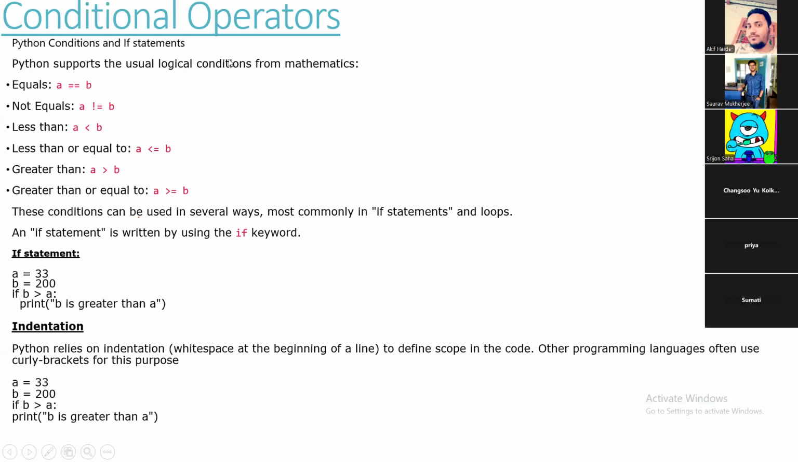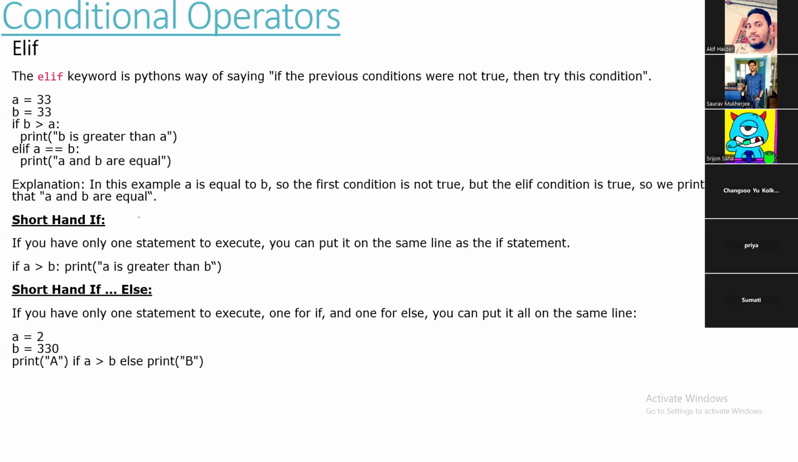But for the conditional operator, mainly we use the if statement and indentation. So what is the meaning? Say I am taking the value a equal to 33 and b equal to 200. And if we write if b greater than a, your print statement will be b is greater than a. So naturally here the right statement is print b is greater than a. Now I am showing, suppose a equal to 33, b equal to 33.